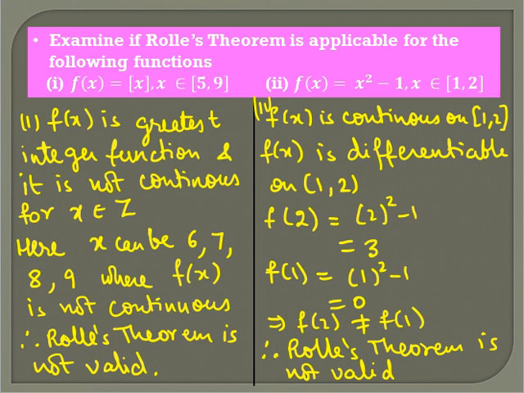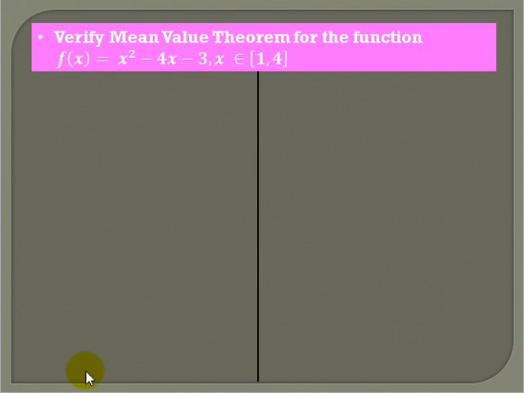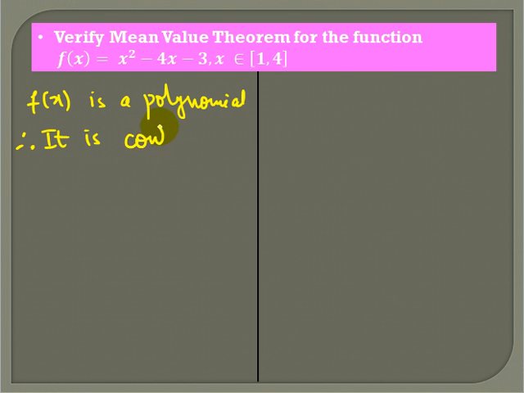So these were three examples of Rolle's theorem. We could see in one of them Rolle's theorem was applicable, whereas in other two it was not applicable. Let us take some example of Lagrange's mean value theorem. See, again this is a polynomial given to us. So we know we have to check the applicability of mean value theorem here. So we know f(x) is a polynomial, and we can therefore say it is continuous in the given interval, which is closed interval 1 to 4.